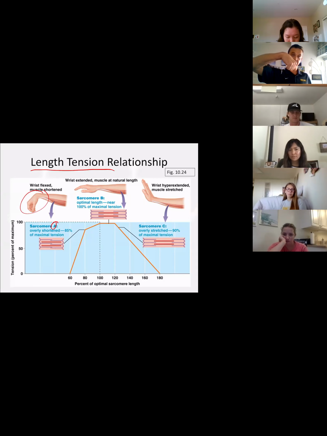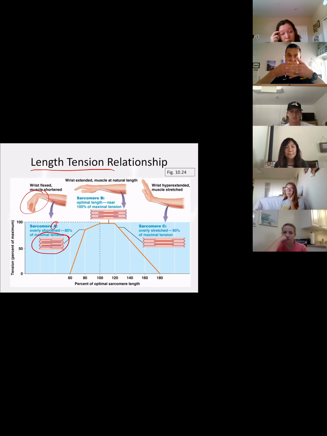Okay, so if we're already shortened like this and then we try to produce some more force into flexion, this is what our sarcomeres look like. They're already pretty shortened, right? And once they get a certain amount shortened, they just can't go anymore. There's no more room for them to go.